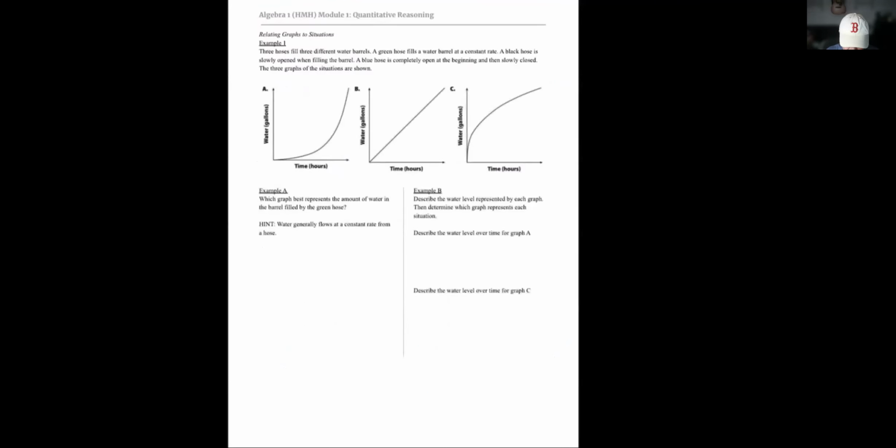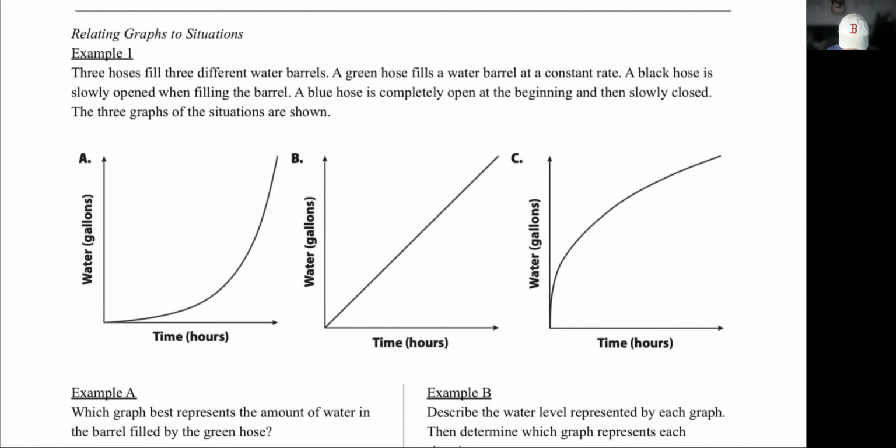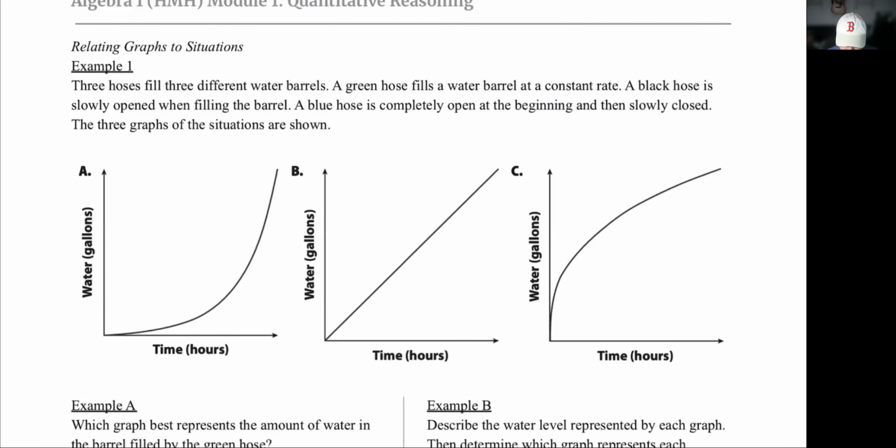So let's go to the next page. Let's talk about this. So there are 3 hoses, right, that are filling the water barrel. The green hose fills the water at a constant rate. The black hose is slowly opened when filling the barrel, and the blue hose is completely open in the beginning and slowly closes. Okay? So black hose is slowly opened. I think it means that it's opening wider and wider as time goes by.